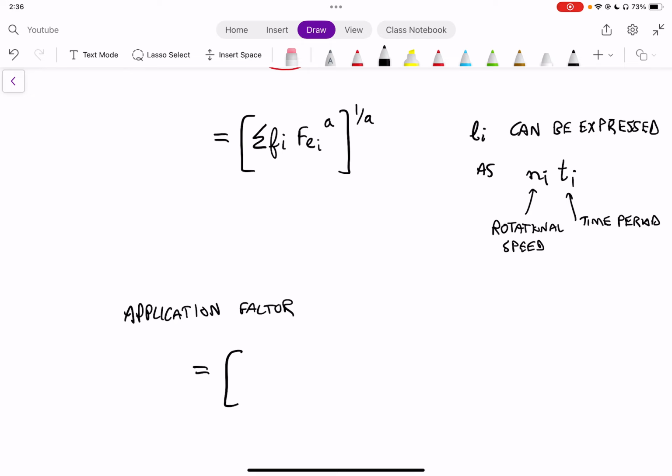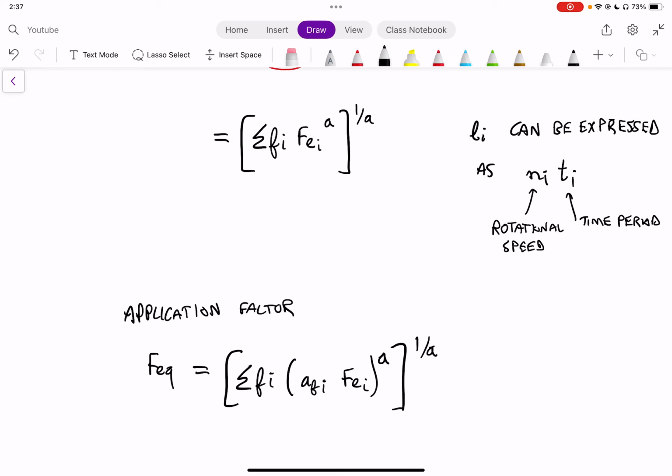So we would say that FEQ, the equivalent force for our whole system, is equal to the sum of the fraction Fi times Afi, which is your application factor, times FEi, all to the power of a. Remember that the application factor gets associated with the force and nothing else, and then all to the power of 1 over a. Okay, so let's try and solve a problem using this technique and using this equation.